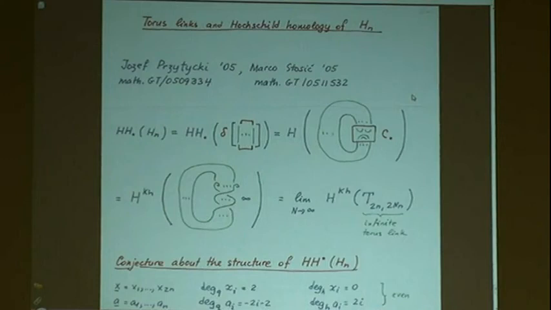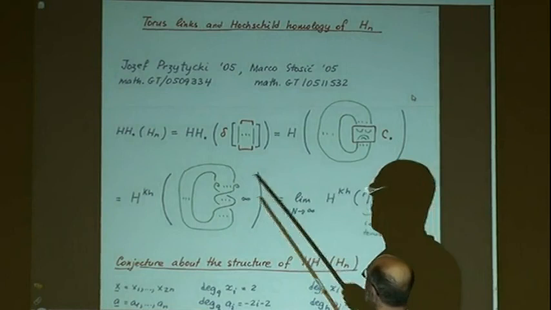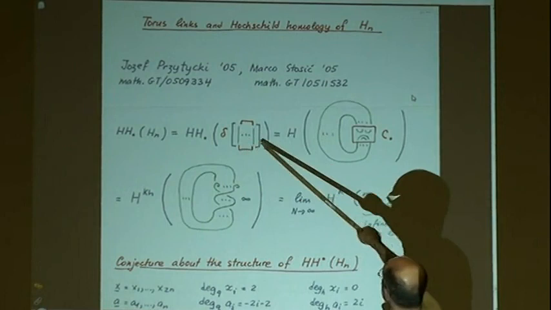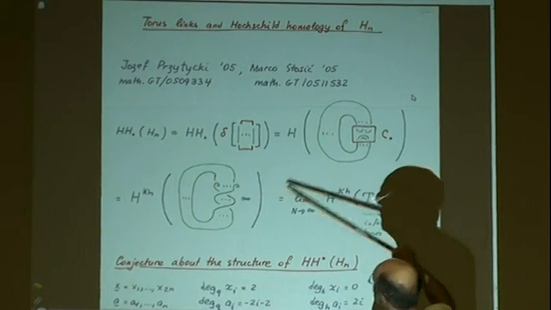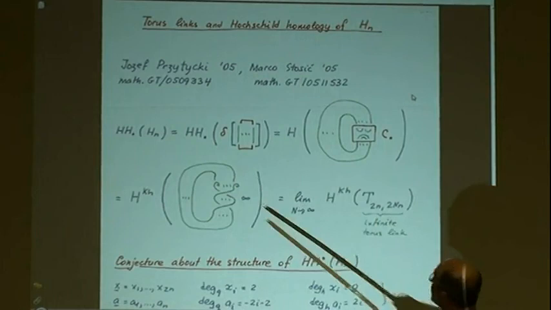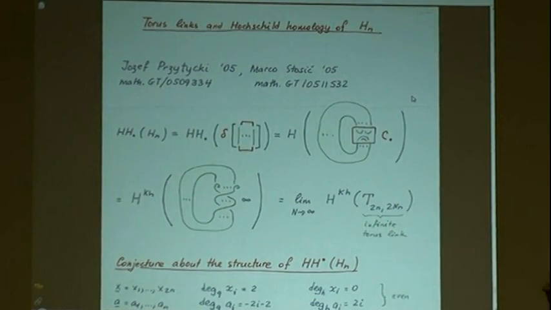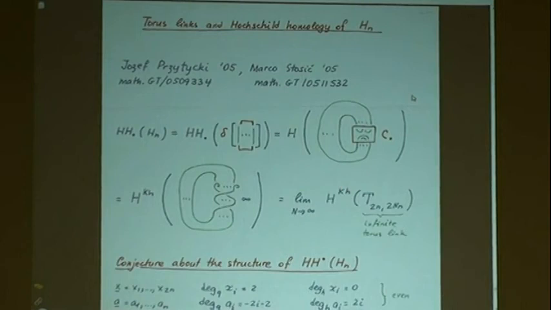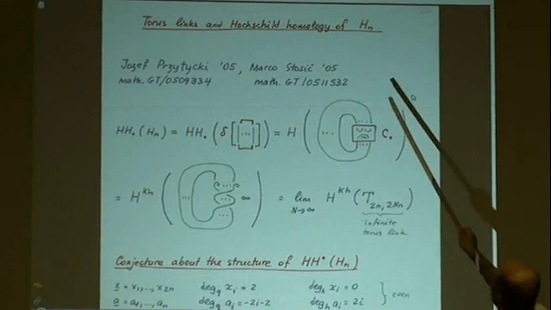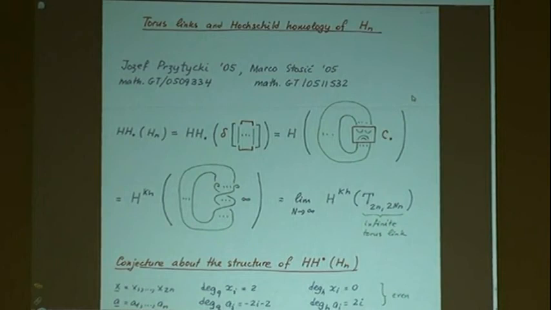So now you can compute the Hochschild homology of the algebra itself. By definition, it's the result of closing this thing, the identity braid. And you can do it topologically by putting this braid. So indeed, the Hochschild homology of Hn is nothing but Khovanov homology of a torus link. So this is the generalization of the observation of Joseph Przytycki, which was made 5 years ago. And Marko Stošić immediately proved the stabilization for this n. So this limit of the complex represents the Hochschild homology of Hn.